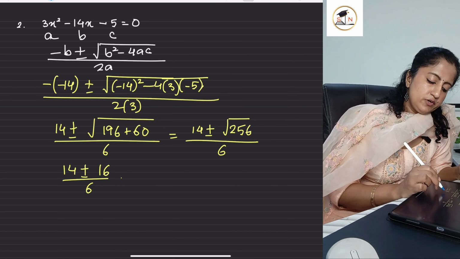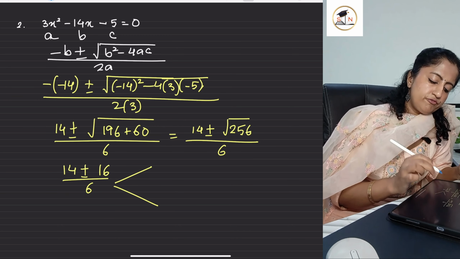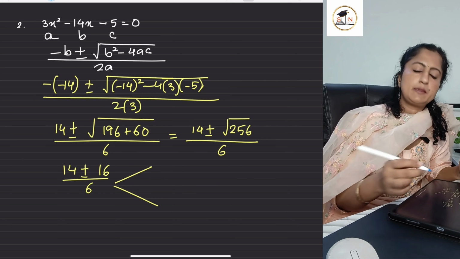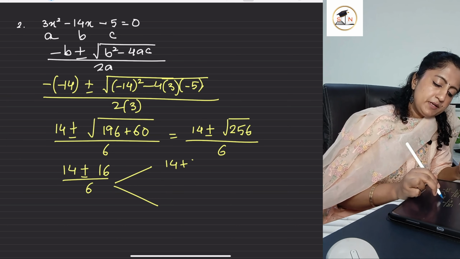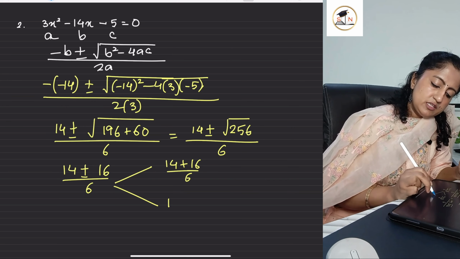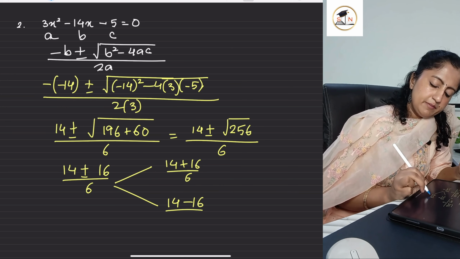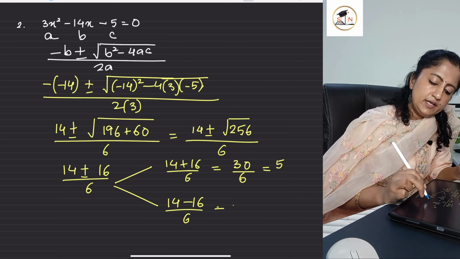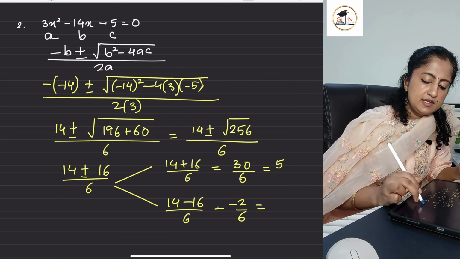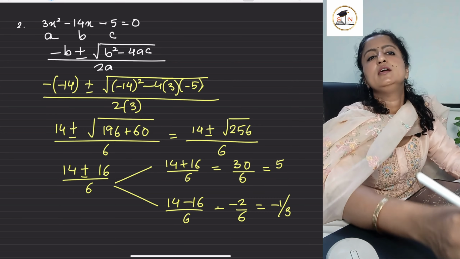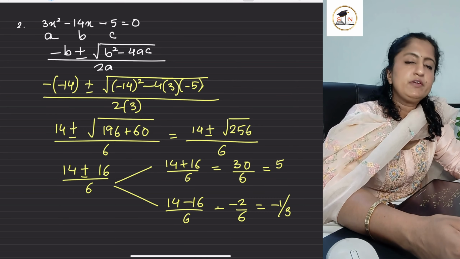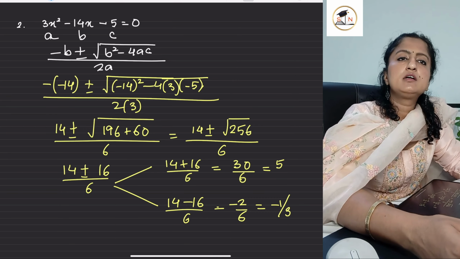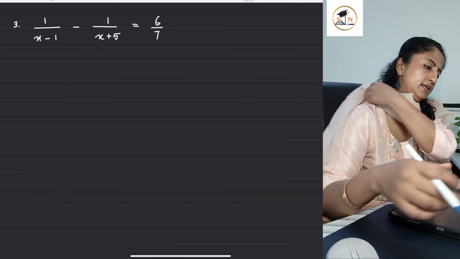Now over here it is going to be two options. You have to find the values separately. The first one is 14 plus 16 divided by 6 and the other one is 14 minus 16 divided by 6. This comes out to be 30 divided by 6, that is 5. And over here you get minus 2 by 6 and hence that is minus 1 by 3. So in this question, we learned how to apply the quadratic formula and how to find two different roots for it. Okay. Now let's move on to the next one.